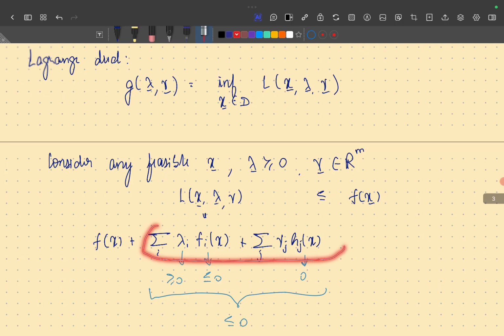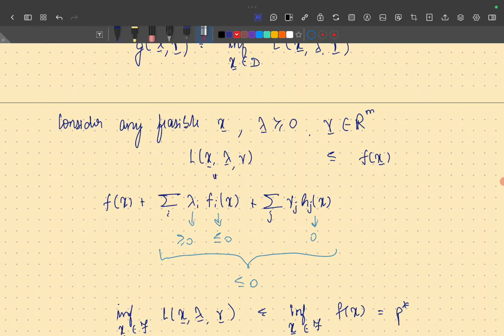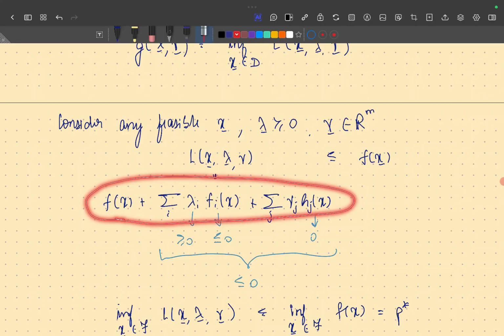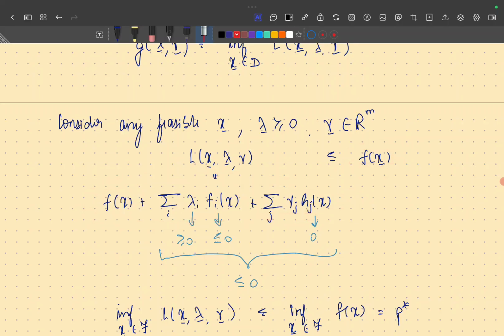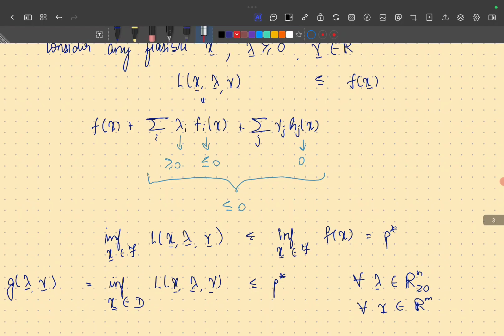So this extra thing that I've added to the objective function is going to be less than or equal to 0 for every feasible x and every lambda greater than or equal to 0. Doesn't matter what you choose nu to be, any set of real values. So this whole thing is less than or equal to f of x. You agree with that? Okay. So we have that first.